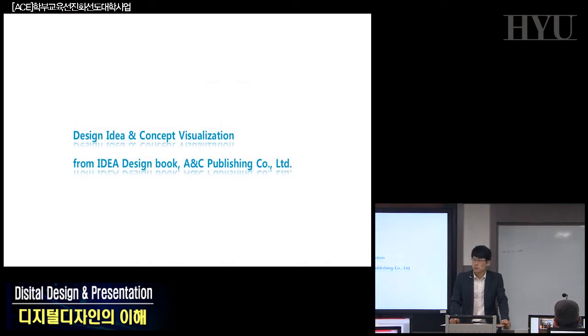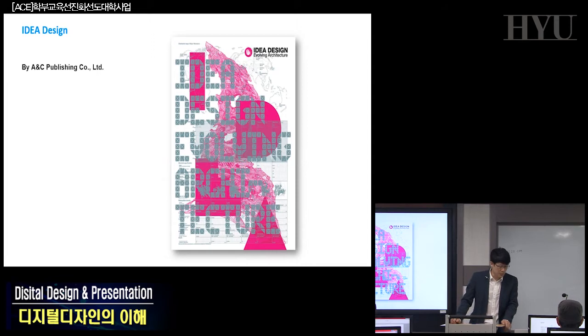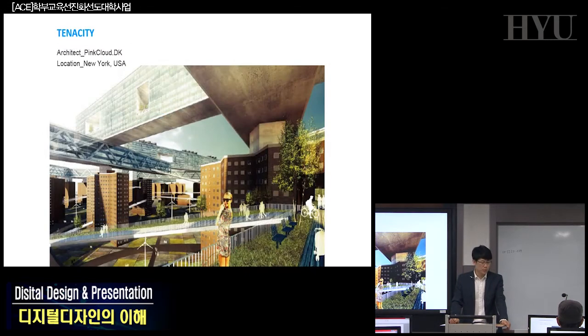Next examples from the book named Idea Design. There are several similar design idea book series, but this time, let me introduce a newly published idea design book published by ANC Publishing. Here is the table of contents: tower, group, box, polygon, circle, organic form. They classify building design in terms of its geometric shape. But anyway, let me show you some examples.